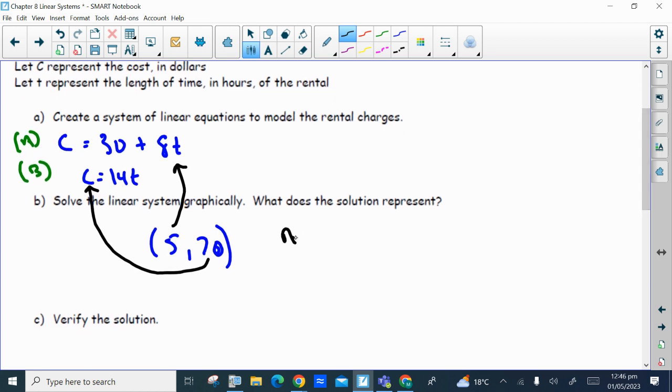Well, it represents that after 5 hours, each plan will cost $70.